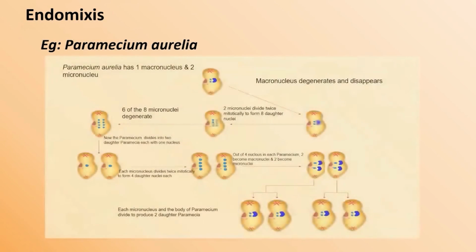Endomixis takes place in Paramecium aurelia. Paramecium aurelia has 1 macronucleus and 2 micronuclei. The macronucleus degenerates and disappears. The 2 micronuclei divide twice mitotically to form 8 daughter nuclei. Out of the 8 daughter nuclei, 6 micronuclei degenerate.